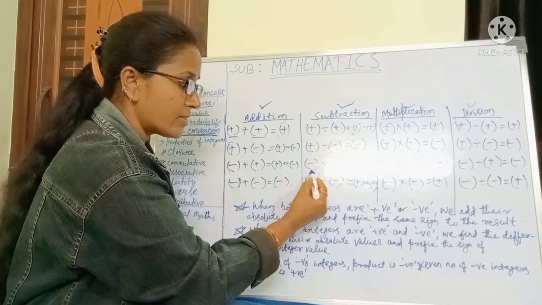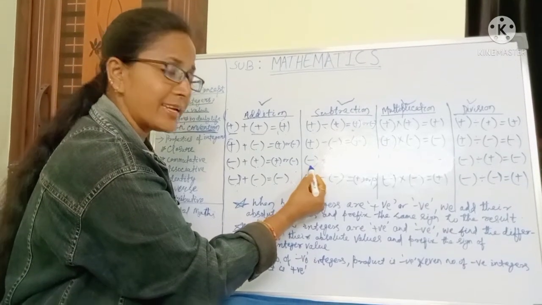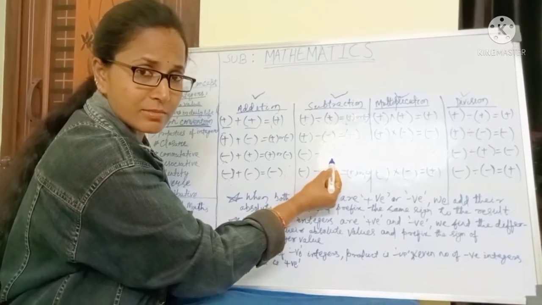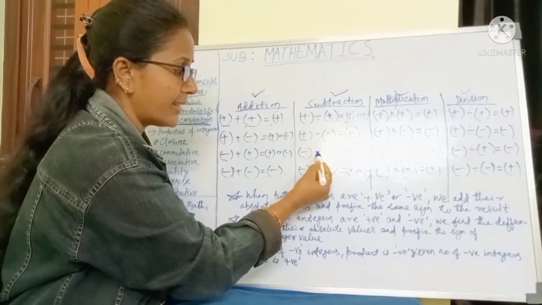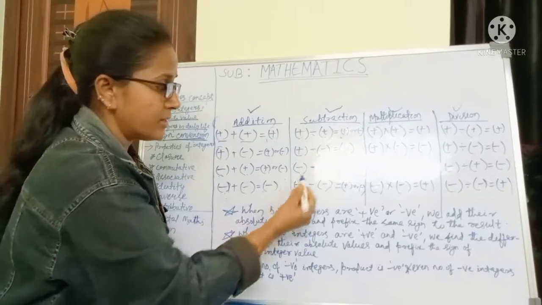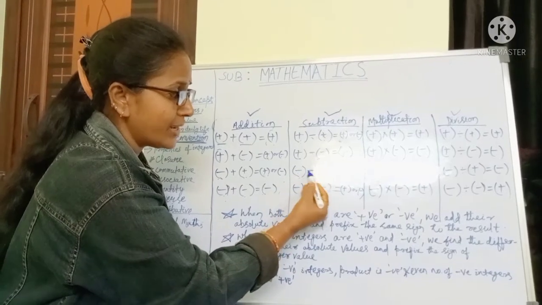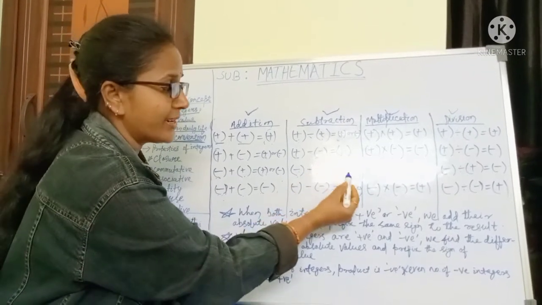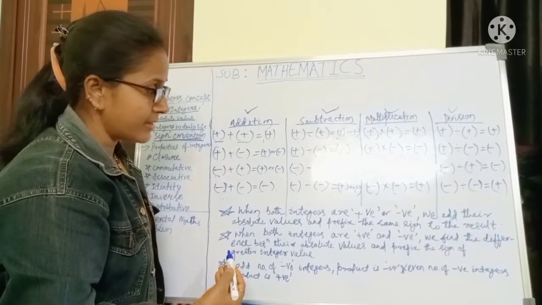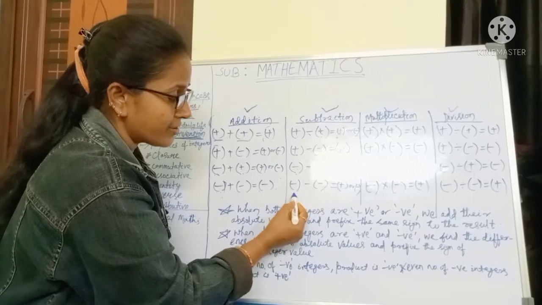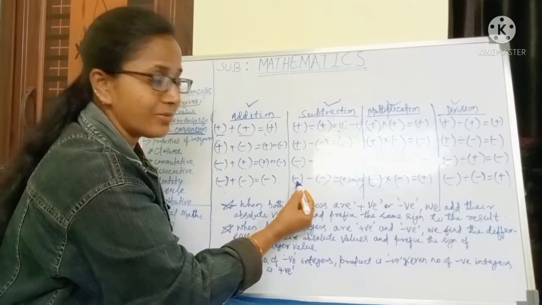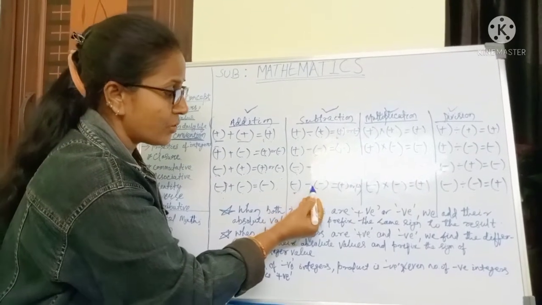Now the third condition: when we take a negative number as the first part and a positive number as the second part, the subtraction sign makes the second number negative. So two negative values are added, and we get a negative integer as the result. The last step is when two negative integers are subtracted.